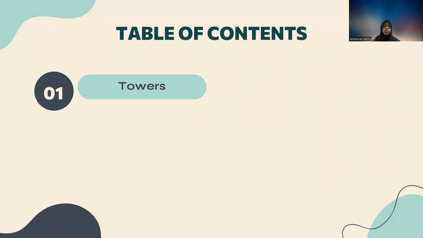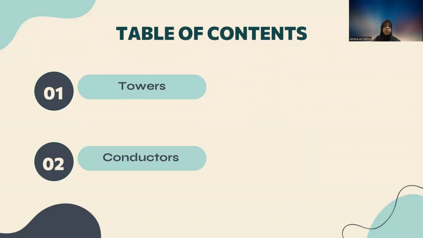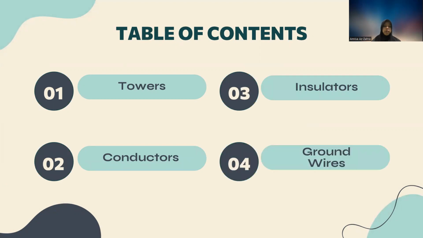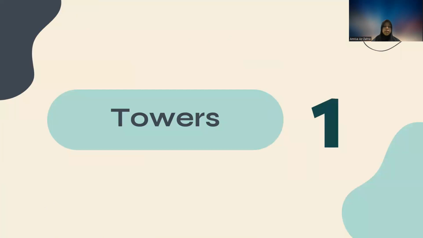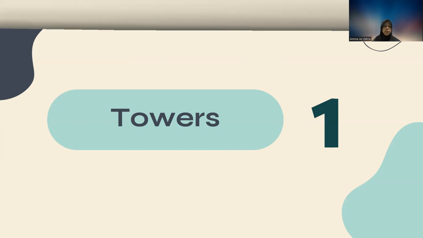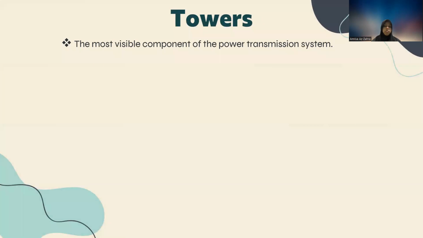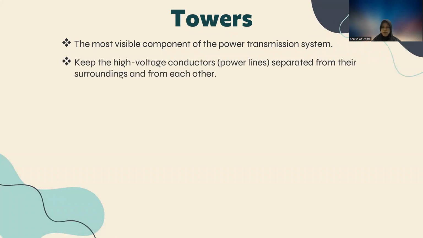Table of contents consists of 4 parts: towers, conductors, insulators, and ground wires. So the first components of transmission system are towers. Transmission towers are the most visible component of the power transmission system. Their function is to keep the high voltage conductors separated from their surroundings and from each other.